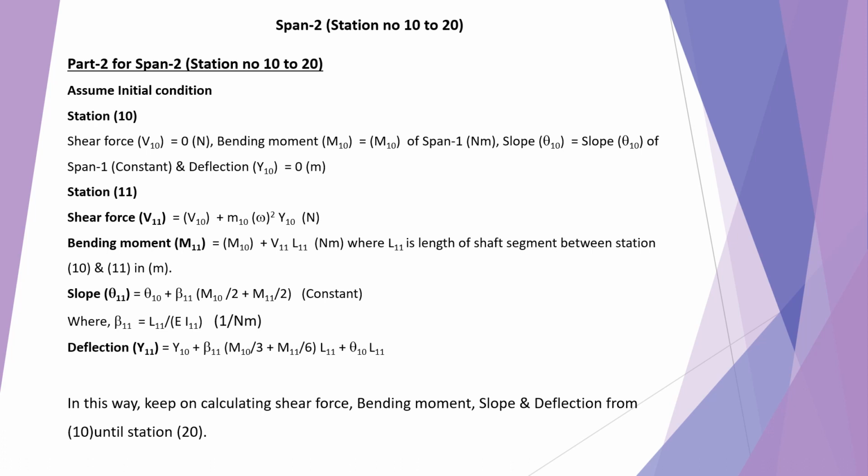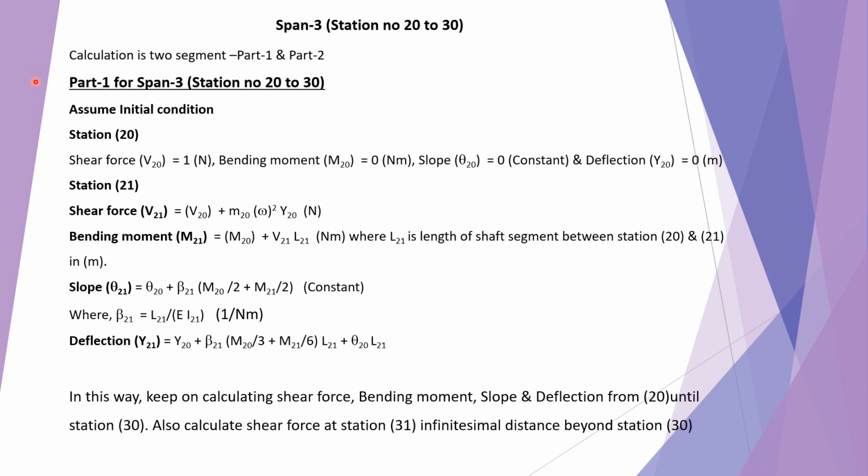So station number 11, shear force V11 is V10 plus M10 into omega square into y10. Bending moment M11 is equal to M10 plus V11 into L11. Slope theta 11 is equal to theta 10 plus beta 11 into bracket start M10 by 2 plus M11 by 2 bracket close. Deflection y11 is equal to y10 plus beta 11 into bracket start M10 by 3 plus M11 by 6 bracket close into L11 plus theta 10 into L11. In this way, keep on calculating shear force, bending moment, slope and deflection from station number 10 until station number 20.